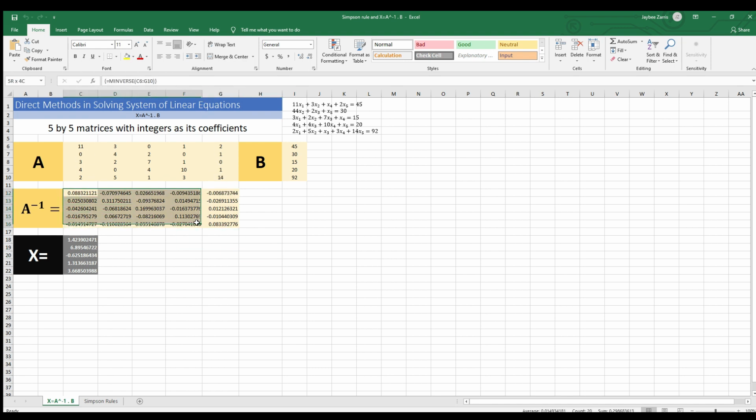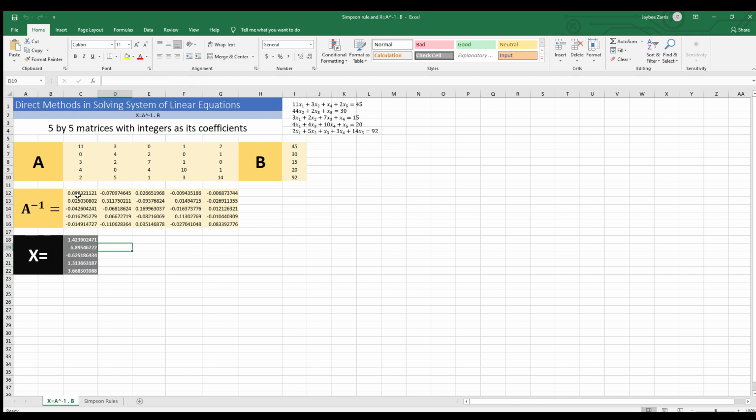So, ayan, after mo ma-highlight ito nasa taas, MINVERSE, open parenthesis, then highlight mo ito. Dapat ang gawin mo is Control Shift Enter para masolve siya. Kasi pag Enter lang nilagay mo or in-enter mo is isa lang lalabas. Ito lang. Then after that, para masolve naman yung final answer natin, which is x.